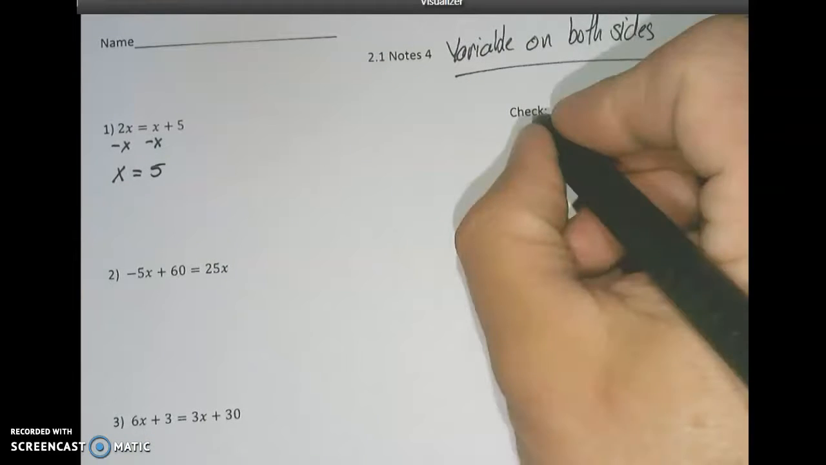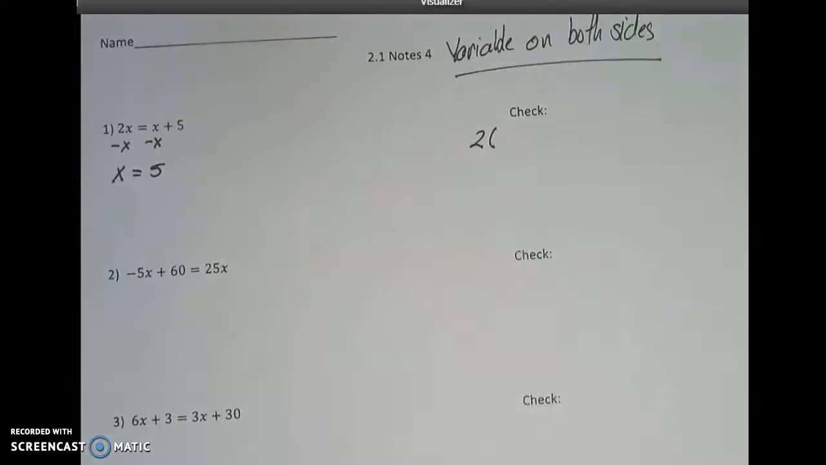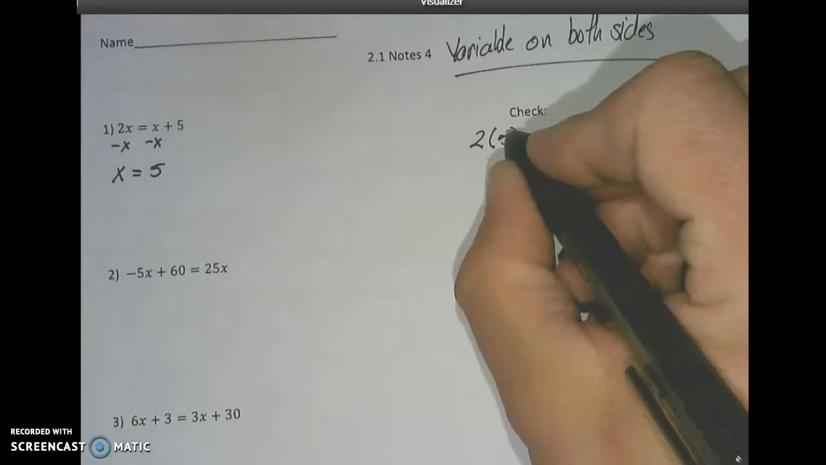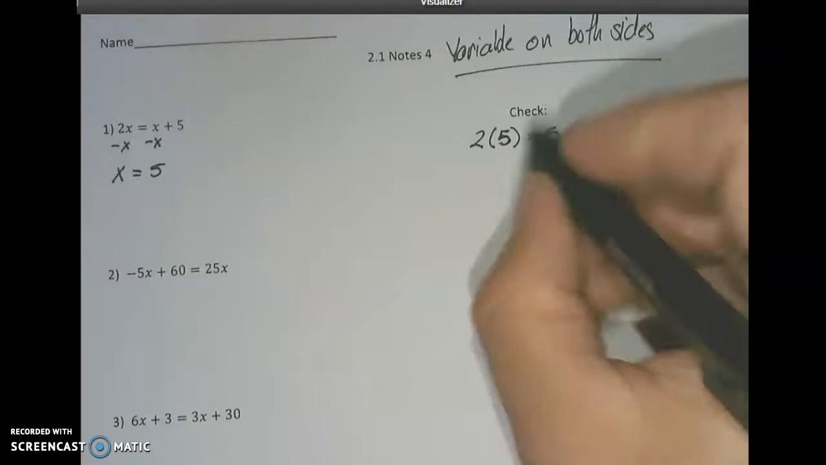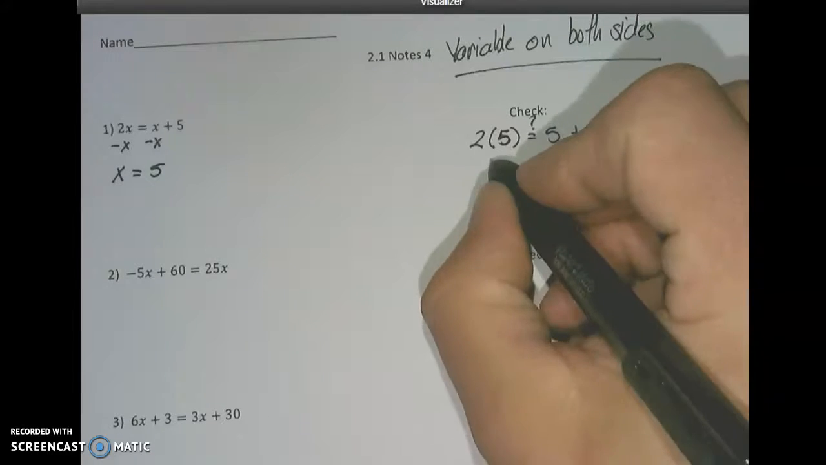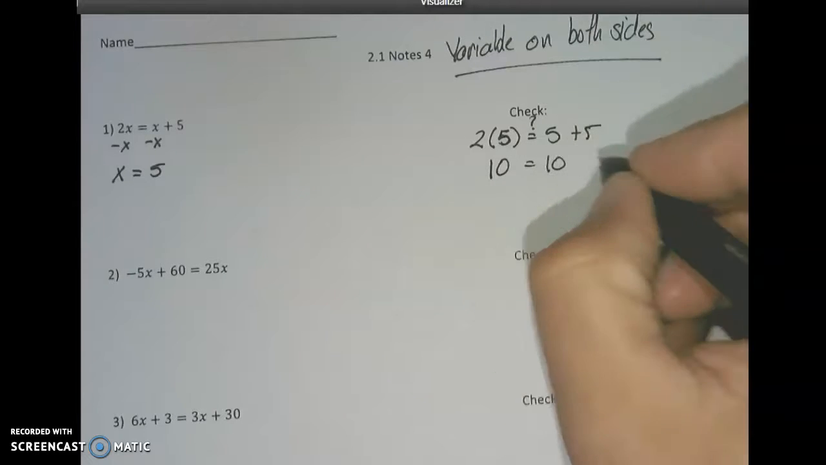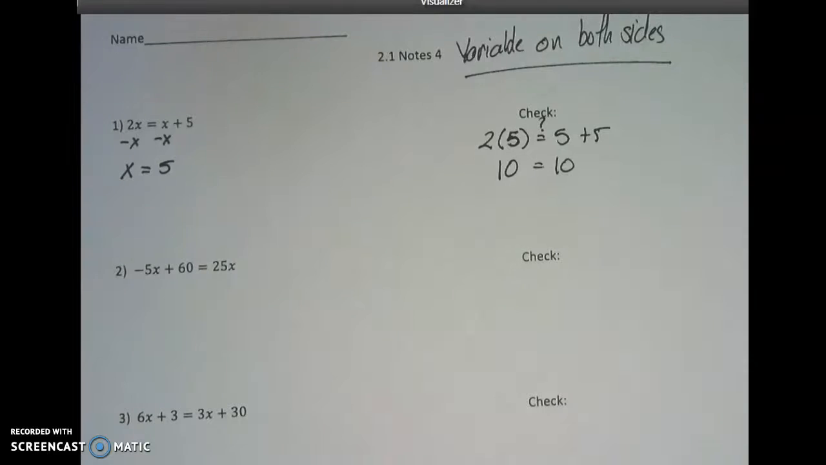So then I'm going to come over here to do my check. Anywhere there's an x, I'm going to put in the 5. So I have 2 times 5 is equal to 5 plus 5. Well, what's 2 times 5? 10. 5 plus 5 is 10. So is that true? Okay, that's what I would do. All right, so I'll give you a second.